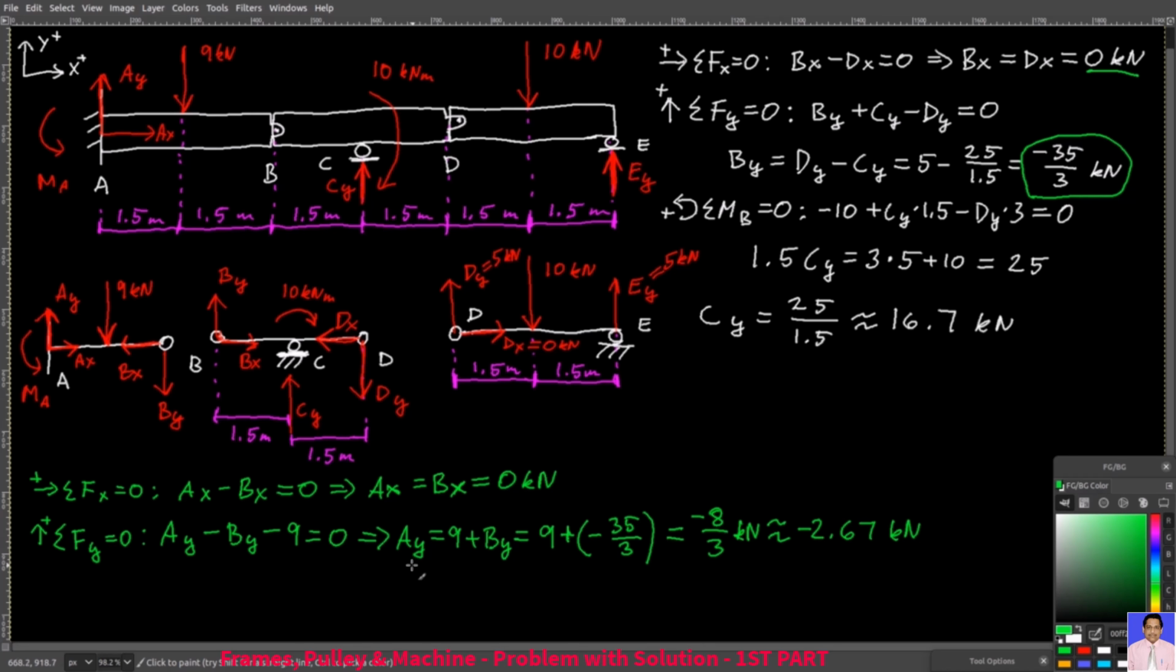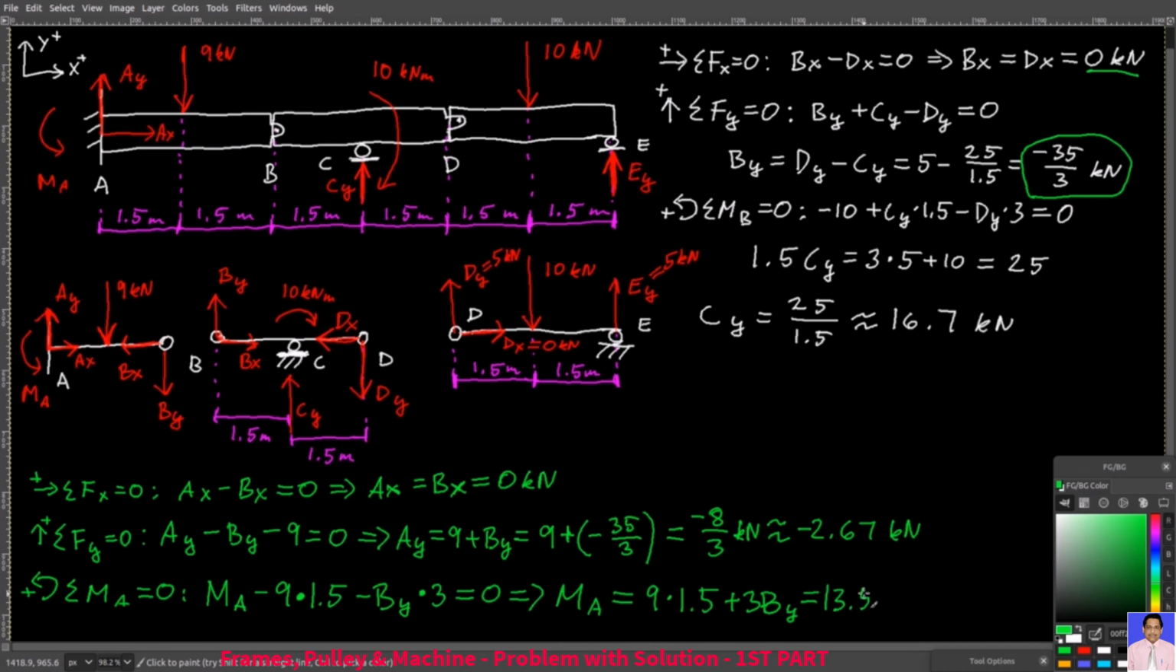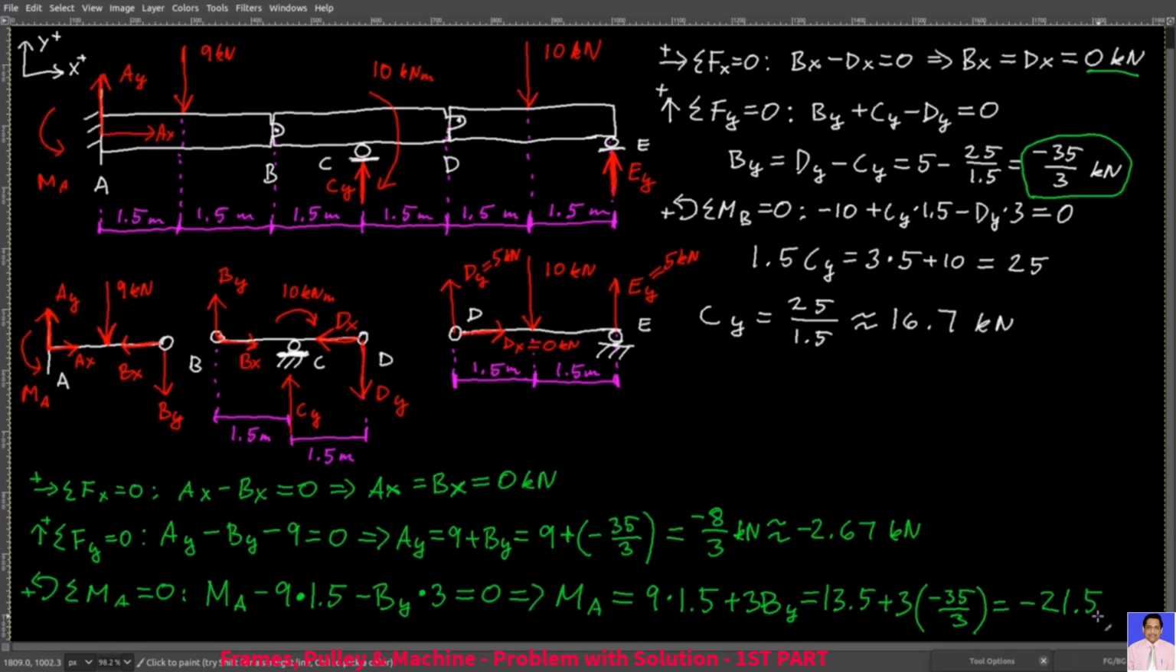So that's your Ay. And then finally, I take moments about point A. This is my equation, and so I can write that Ma equals, and then all this, so I have 13.5 plus 3 times minus 35 over 3, and that gives me minus 21.5 kilonewton meters.